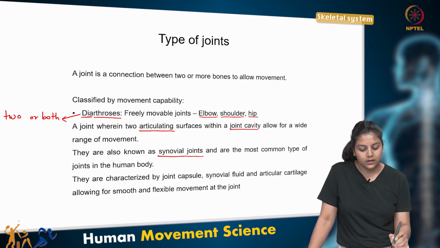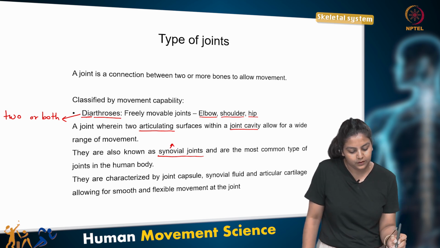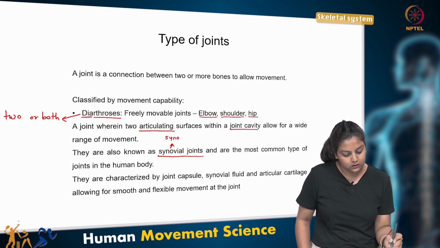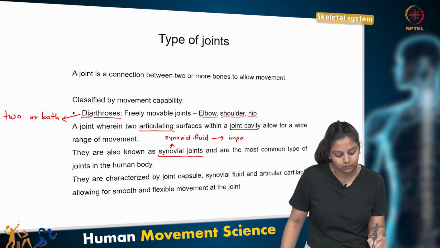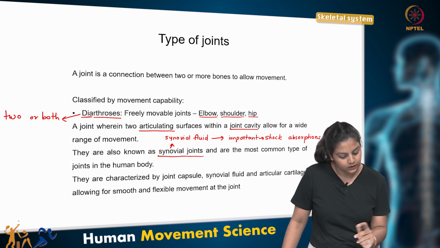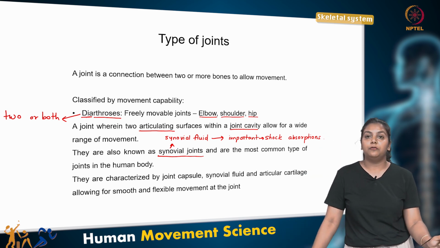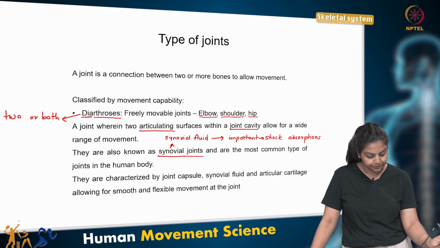So synovial joints is because of this liquid, which is synovial fluid, that is important for shock absorption, right? And they are the most common type of joints in the human body.